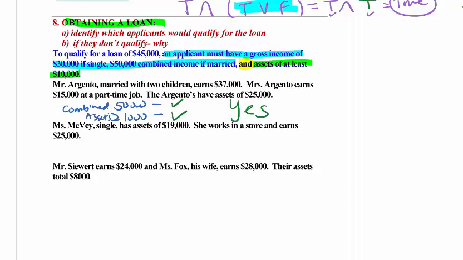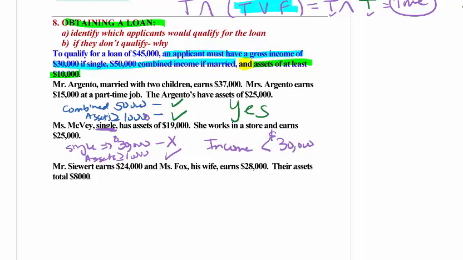Again, now looking at the next one, single. So if they're single, need $30,000. And assets have to still be greater than the $10,000. I need an extra 0 up there. So reading this, her assets are $19,000, so that one works. She works in a store and earns $25,000, so she does not make enough. Her income is less than the $30,000. She makes $25,000.